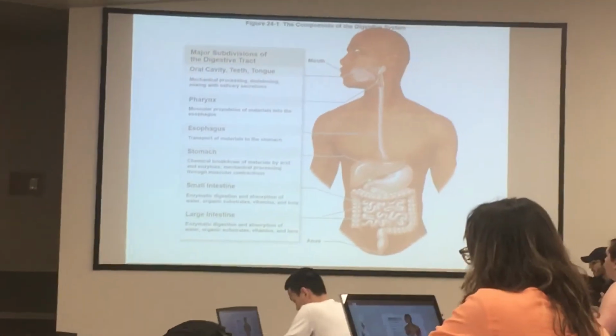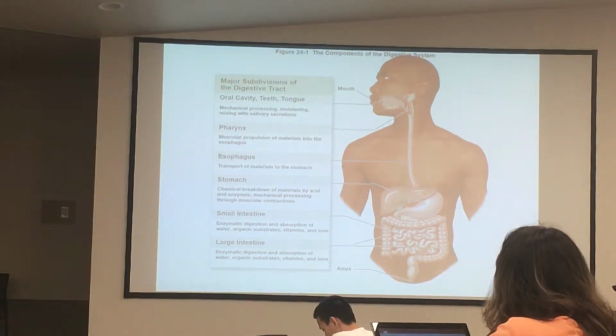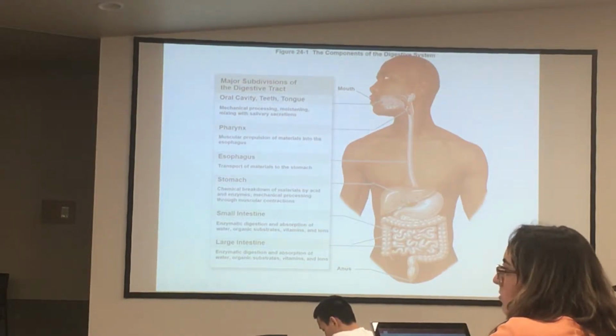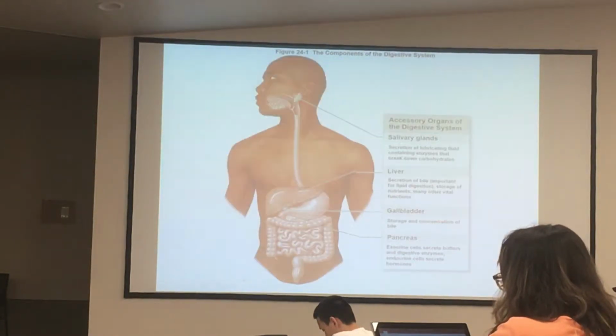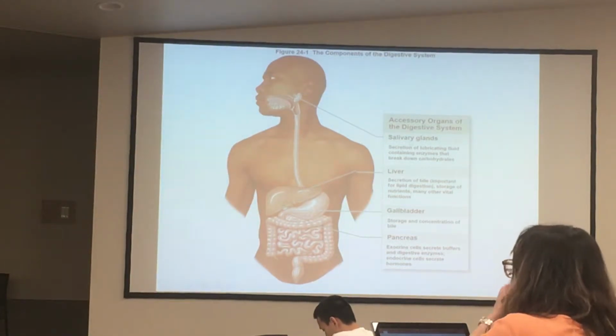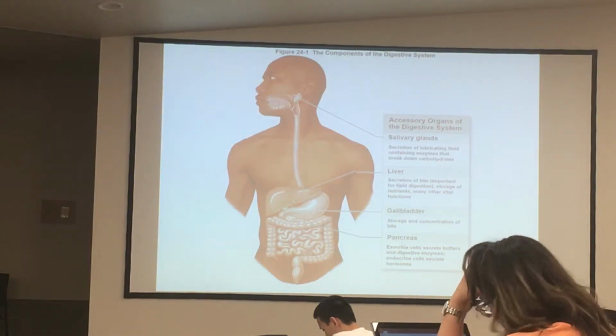This one will show you the major pathway from oral cavity, pharynx, esophagus, stomach, small intestine, large intestine, and also list their function. It's good when you finish this chapter, go back and take a look. This one will show you the accessory organs. Majorly it is salivary gland, liver, gallbladder, and pancreas.